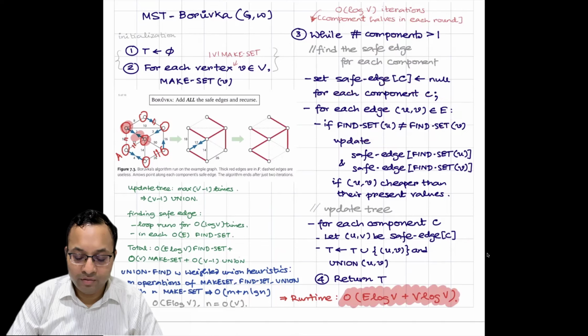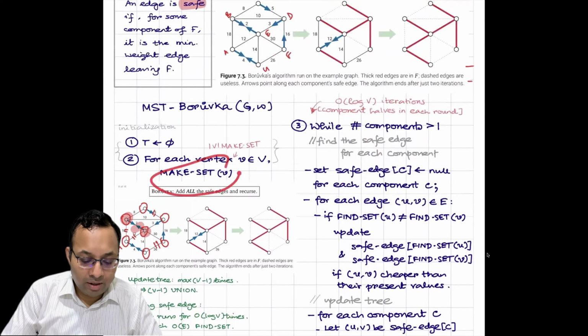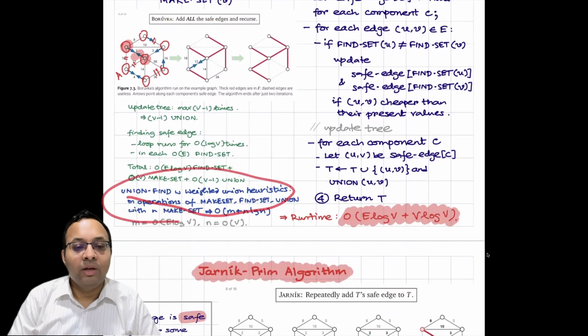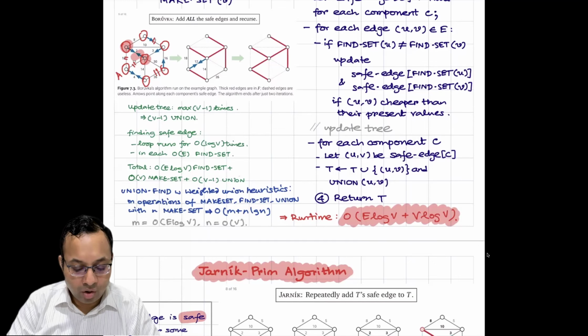And within that, we are doing a constant number of find set operations. So in total, the loop runs for order log V, and for each loop, we have order E find set operations. In total, how many operations do we have? We have E log V find set operations, order V make set operations, and order V union operations. And then you remember the previous theorem that if you use union find with the weighted union heuristic, then M operations of make set, find set, and union with N make set will take order M plus N log N time.